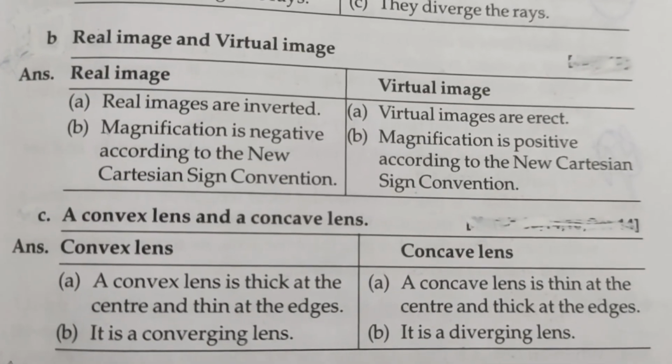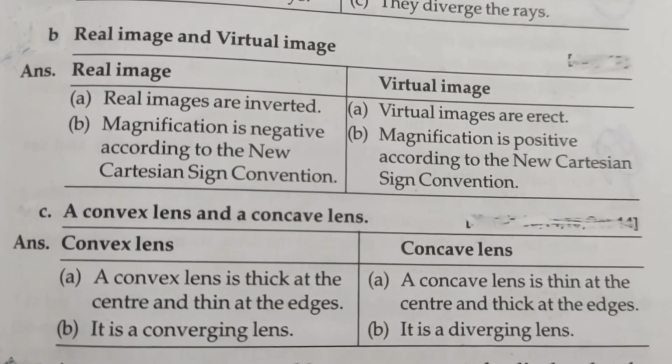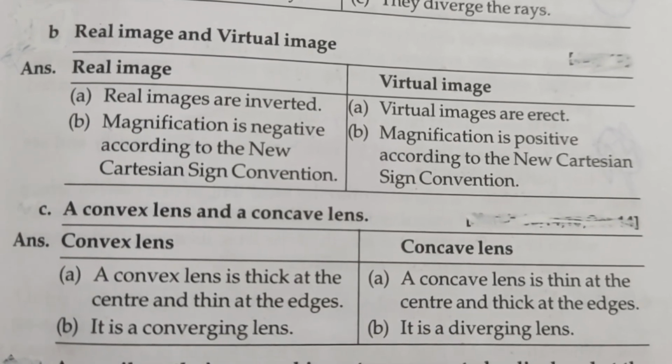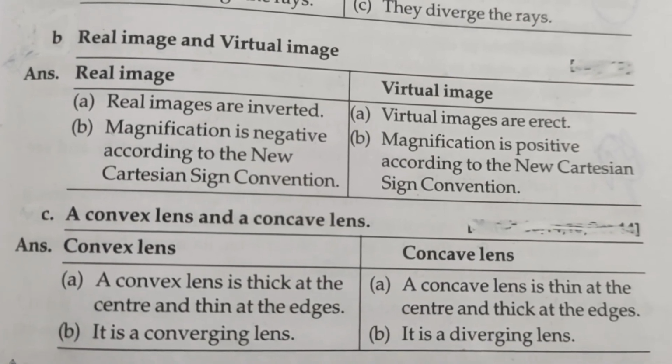A convex lens and a concave lens. Convex lens is thick at the center and thin at the edges. Concave lens is thin at the center and thick at the edges. It is a converging lens. It is a diverging lens.